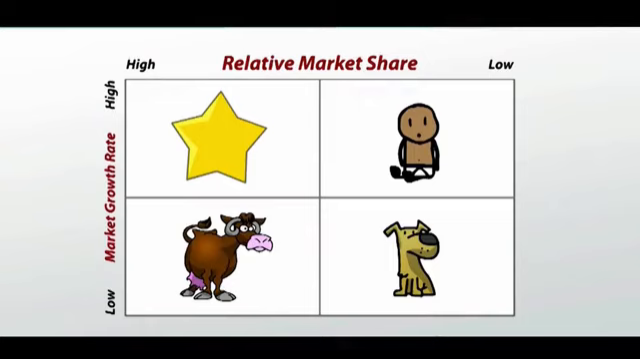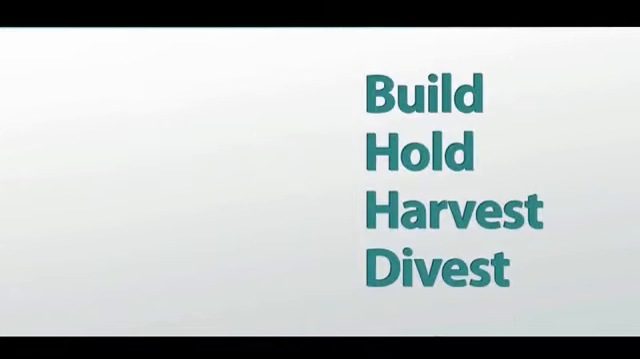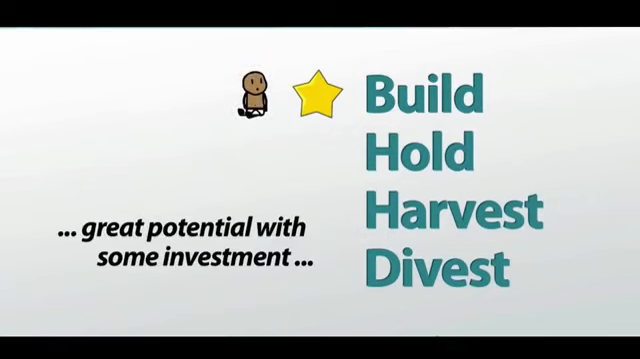They have 4 choices for each matrix. There are 4 ways to allocate resources in the matrix. A company can build, hold, harvest, or divest. If a company has a star or a problem child that has great potential with some investment, a company will choose the first option, build.